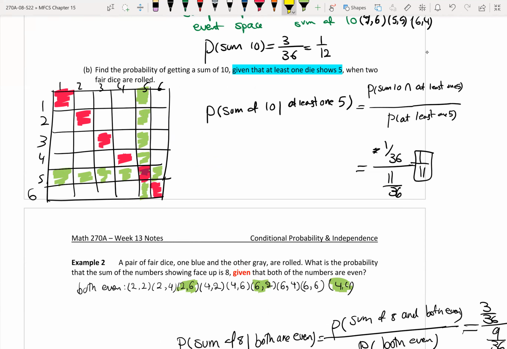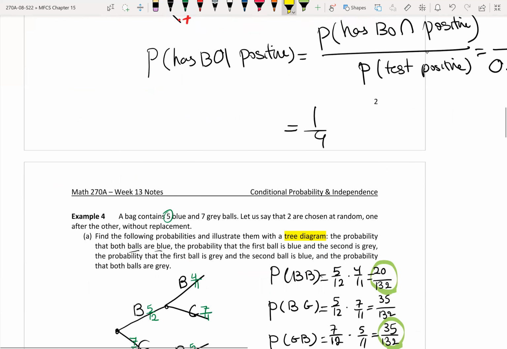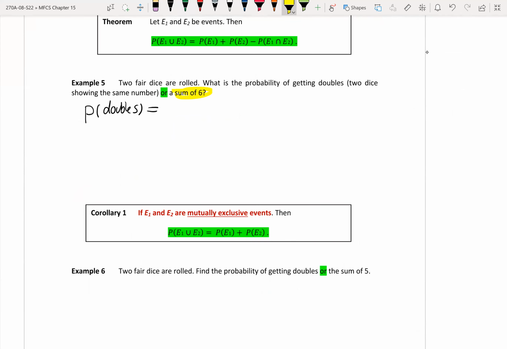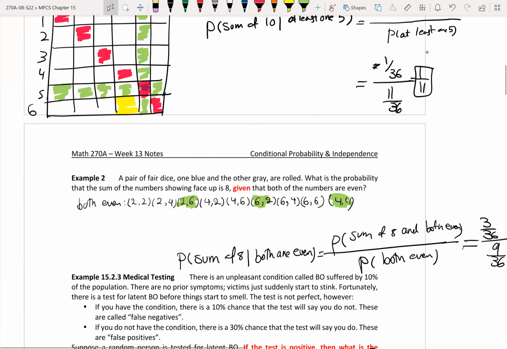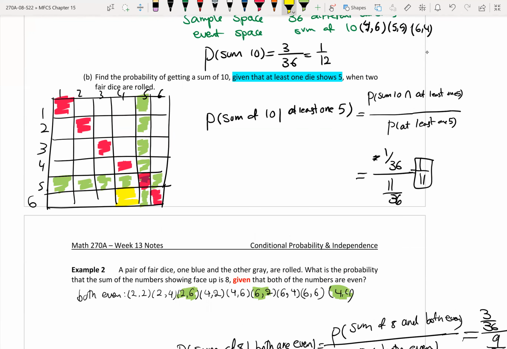So if you're looking for sum of 6, let's just check. The sums of 6 are 4 and 2, 3 and 3, 2 and 4, and then 5 and 1. It's this one, right?